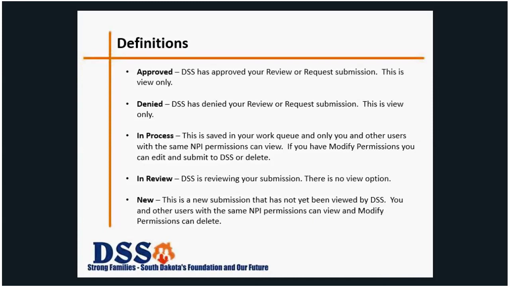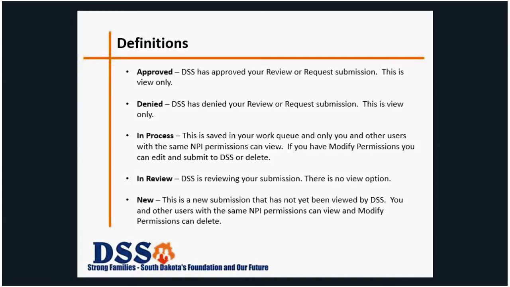In process means that you've saved in your work queue a half, or it could be full, review or request, but you haven't submitted it to the state. At this point, other users with the same NPI permissions will be able to view your in-process reviews or requests. And if you have modified permissions, they will also be able to edit and submit to DSS or delete. In review means that it's been sent to DSS, we've opened it, and we're reviewing your submission.